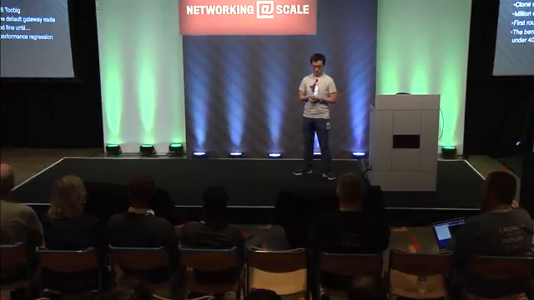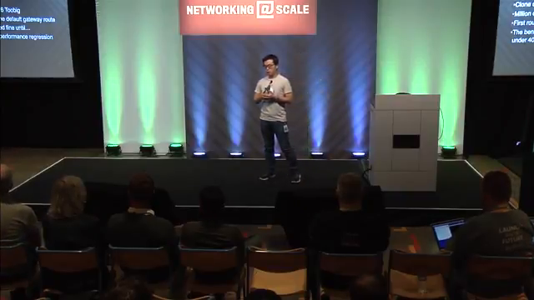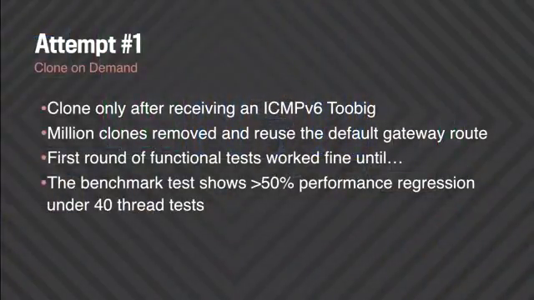So here's my first attempt. The solution is pretty obvious. We don't always create a Kong. Instead, we only create a Kong when we receive an ICMPv6 message. Just by doing this, 1 million Kongs in our production can be removed, and we can keep using the default gateway route. So it's awesome: 1 million Kongs become one default gateway. It's a lot of saving.